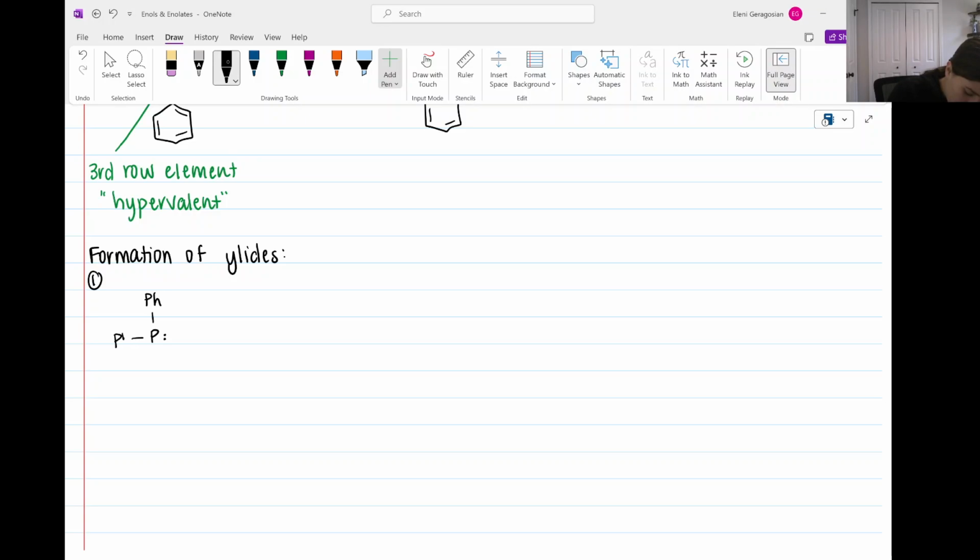So we have a phosphorus bonded to 3 phenyl rings. I'm just abbreviating with a Ph for phenyl. This is triphenylphosphine. So we have a phosphorus with a lone pair of electrons. If we have our solution of triphenylphosphine and then add an alkyl halide with a good leaving group, here's an example of a methyl bromide.